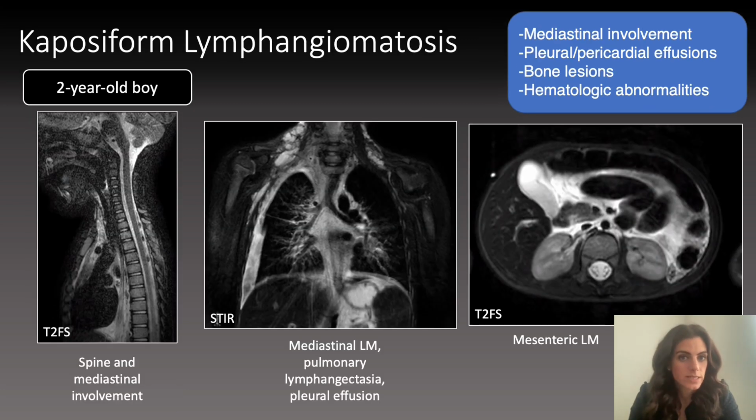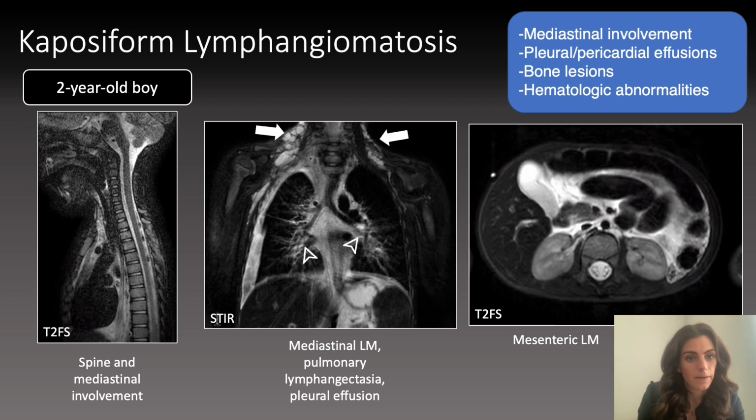Kaposiform lymphangiomatosis is characterized by mediastinal involvement, bone lesions, as well as pleural and pericardial effusions. It's important to note that in these patients, the pleural and pericardial effusions can sometimes be hemorrhagic, as these patients typically have hematologic abnormalities, which can cause bleeding into these sites. This 2-year-old boy with KLA had extensive spine involvement, as well as mediastinal involvement, lymphangiectasia, and pleural effusions, as well as an extensive mesenteric lymphatic malformation.